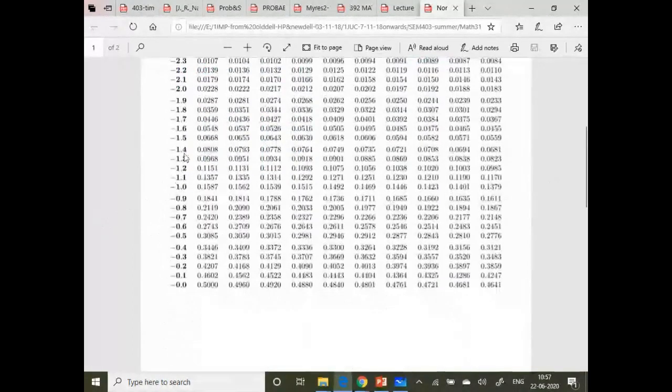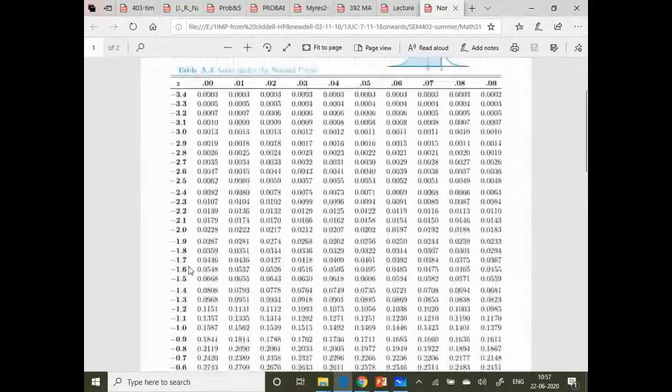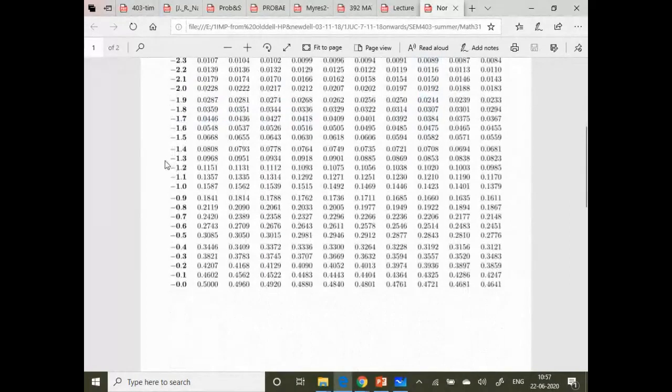Now 1.3. Where is 1.3? This is 1.3. Have you noticed? Negative 1.3, and 0.09 will be the last column. So 0.0823. 0.0823 is the area below this value. Is it clear? If there is anyone who didn't understand how to use the normal curve, please ask me.